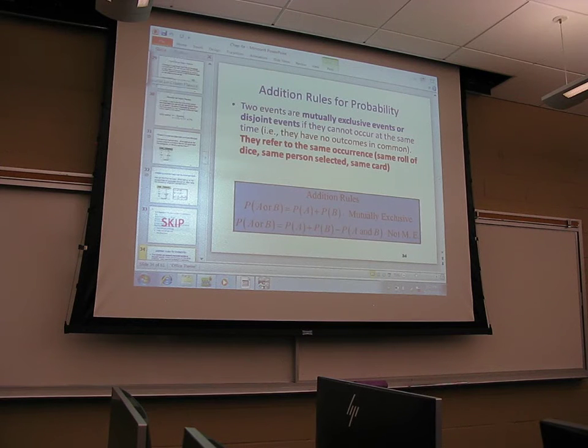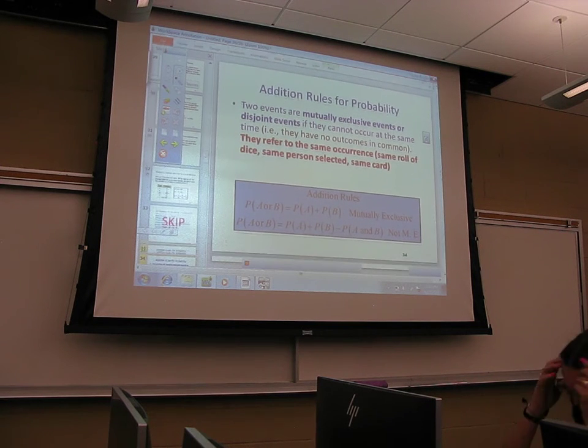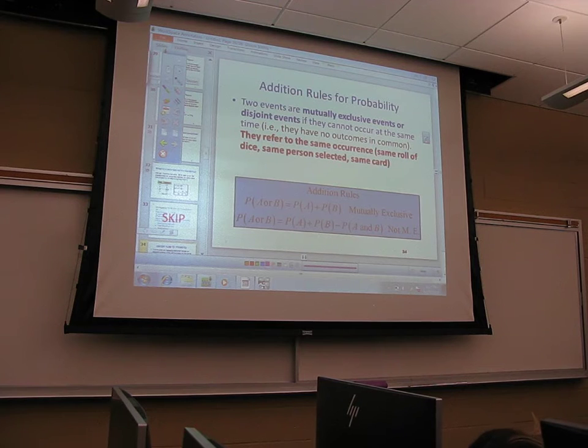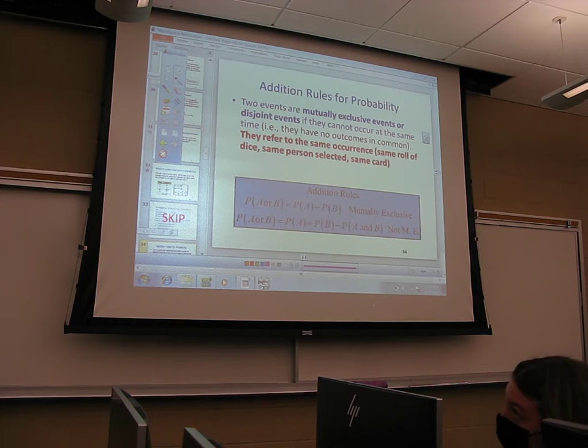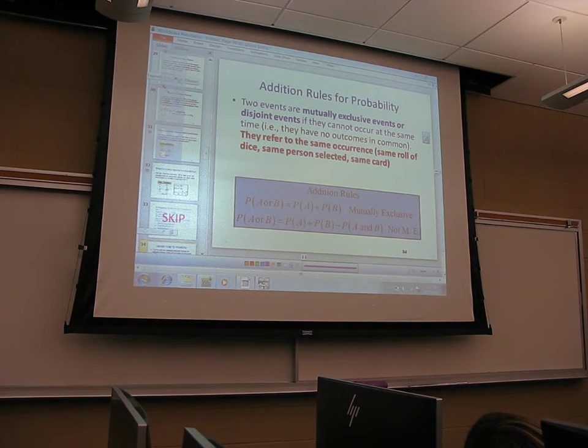There's some additional rules for probability. How about Rachel, go ahead and read for me. Two events are mutually exclusive events or disjoint events if they cannot occur at the same time. They have no outcomes in common. They refer to the same occurrence, same roll of the dice, same person selected, same card.